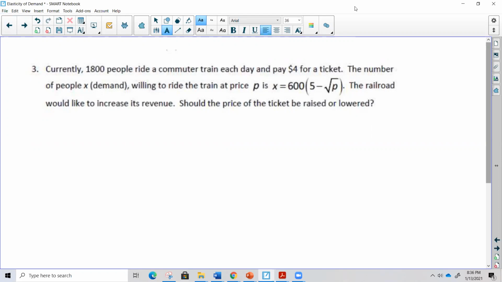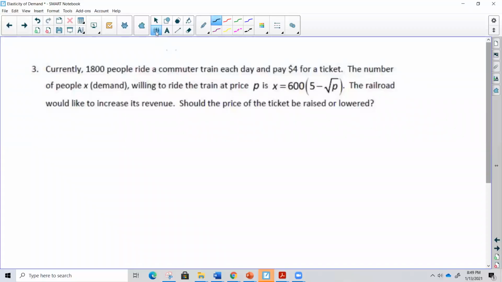So anytime we're trying to figure out if it's raised or lowered, and we're given our demand function, we need to find E of P, and we need to figure out if E of P is less than or greater than 1. In this problem, instead of F, they're using X for the demand. So our normal F of P in this case is just equal to X, or technically X of P. But this is the demand function. And that will happen in a few problems. Instead of using F as their function, they're going to use X.